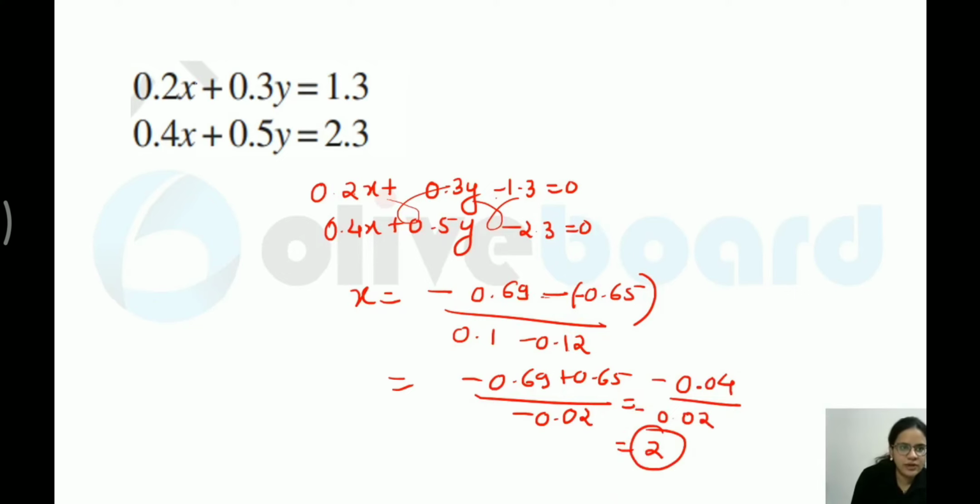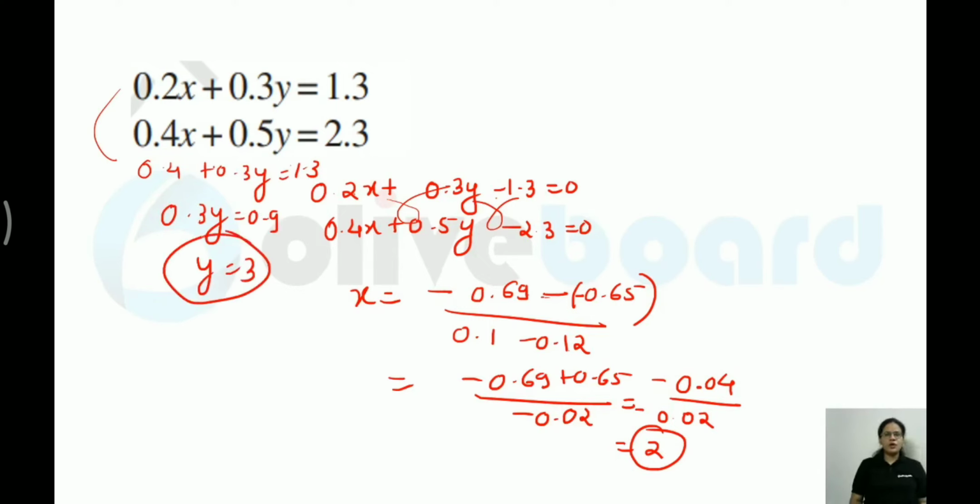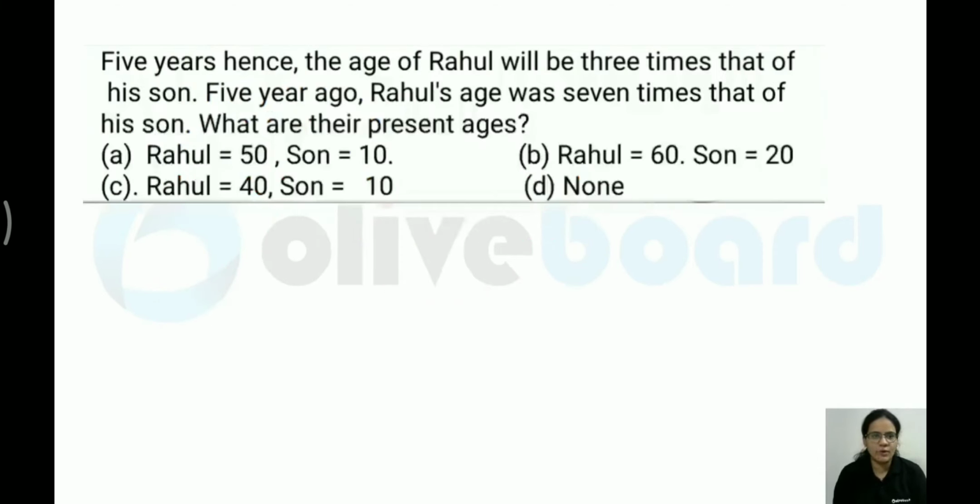If x is equal to 2, you can write it here. 0.4 plus 0.3y is equal to 1.3. If it goes on the other side, 0.3y is equal to 0.9. So y would be equal to 3. So 2 and 3 would be the solution in this case. So I think it is clear how to apply the shortcut.